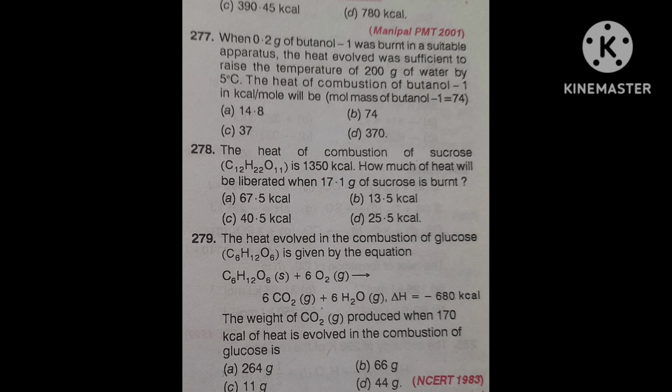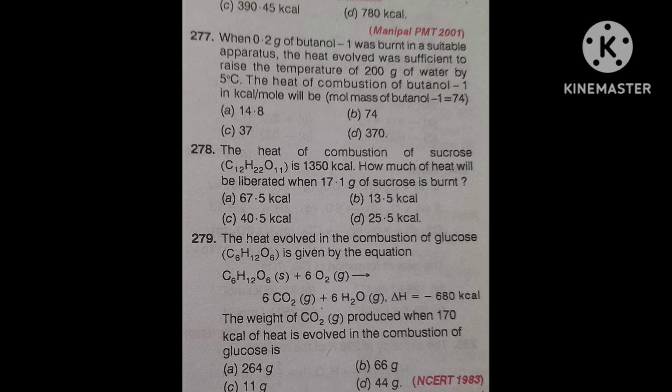Then into 74, that is 370 kilocalorie. 0.2 gram of butanol is giving 1 kilocalorie. Correct, you have calculated. Then for 1 gram, then for 74 gram, because 74 is the molecular mass of butanol. Then for 74 gram, how much heat will it give? Then simply you multiply.